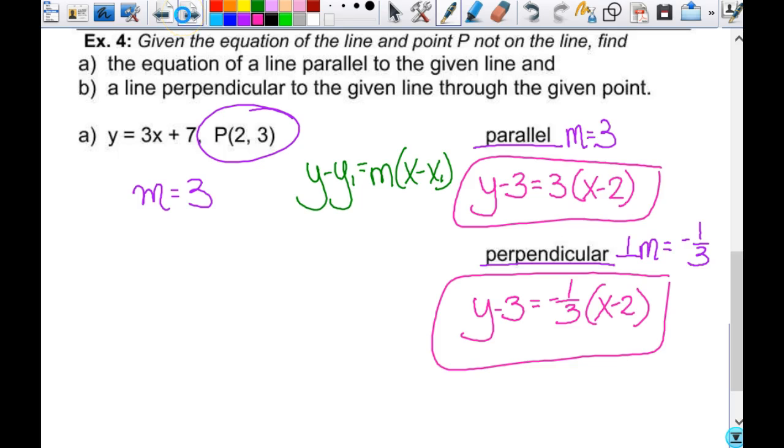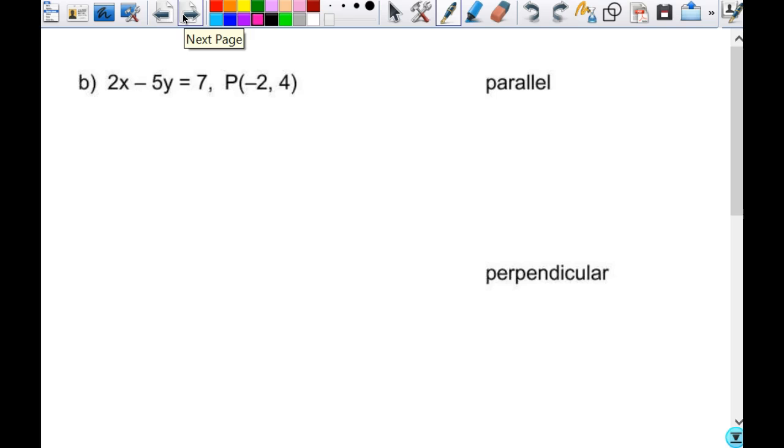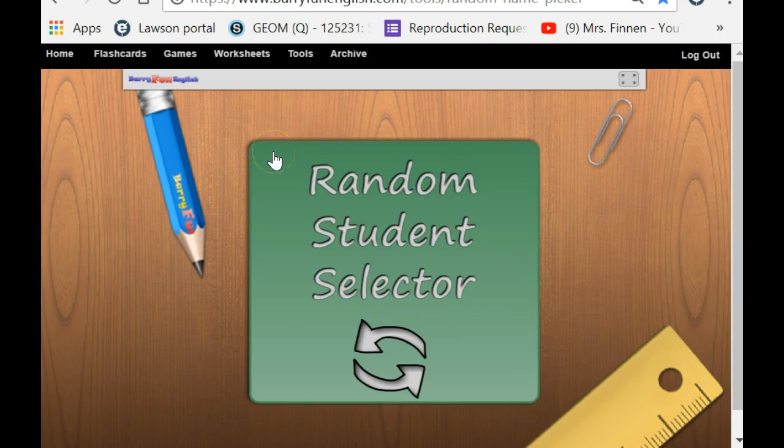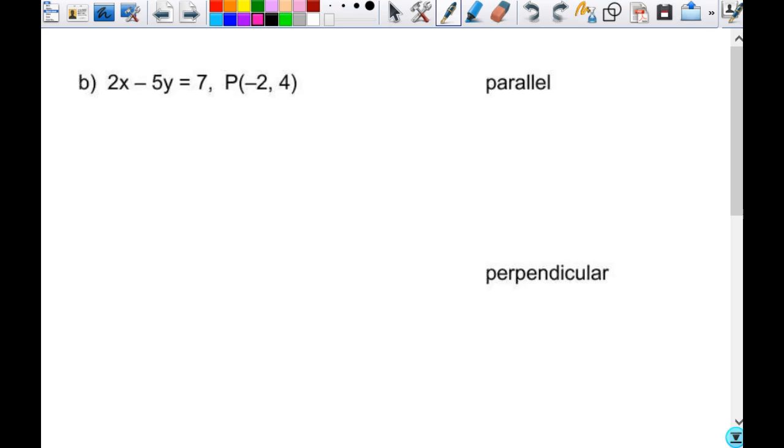Okay, next page. All right, so I'm going to give you a couple minutes. I want you to work on this one on your own. Okay, so first tell me, what did we get for the slope? 2/5, right? Okay, it is 2/5.